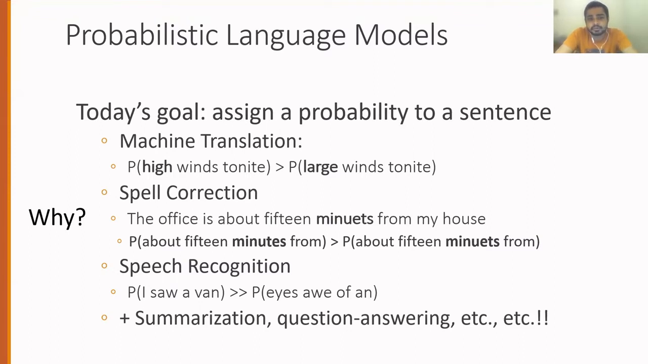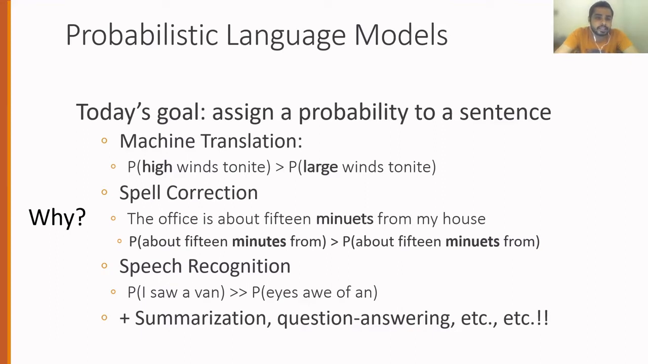The same goes for spell correction. In a spell correction model, the probability of "about 15 minutes from" is much higher than the same sentence with the word "minutes" spelled wrong.